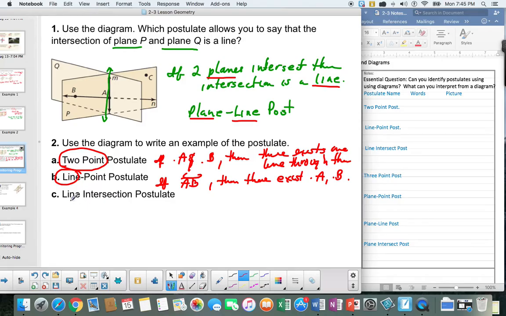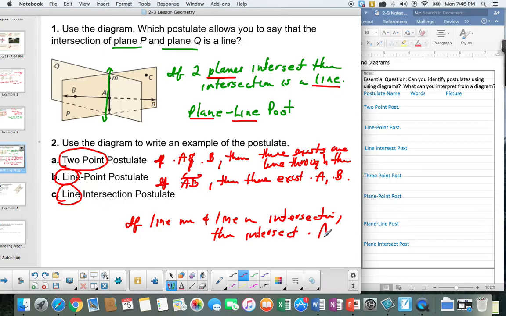Okay, line intersection, so this is a line and intersection, so we're going to find two lines. If line M and line N intersect, and they do in this picture, then it looks like they intersect at point A. You can see line N and line M, the green line, intersect right here. That's what the line intersection postulate states.